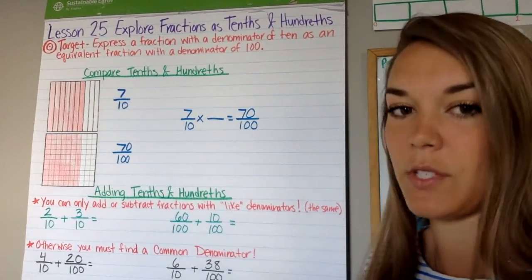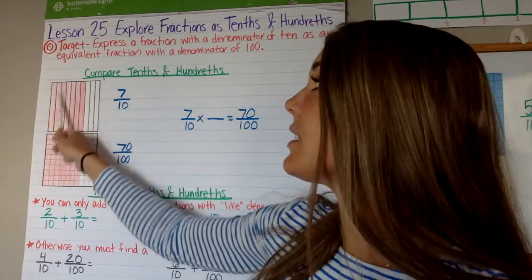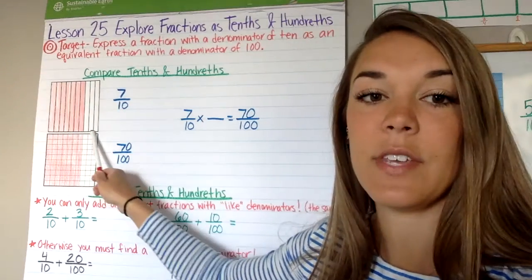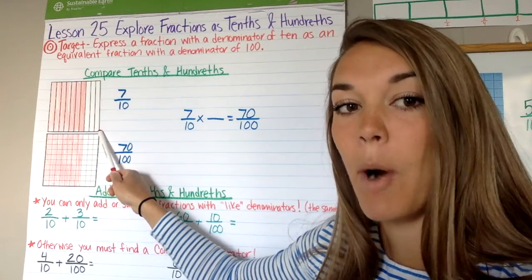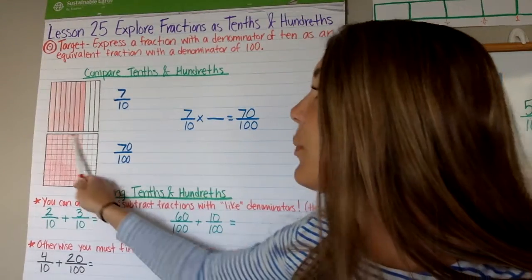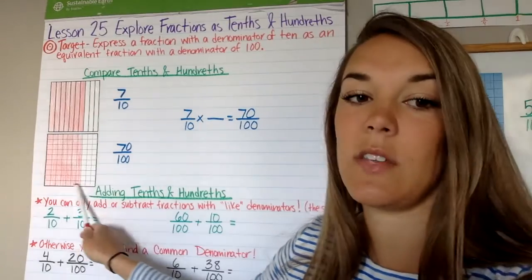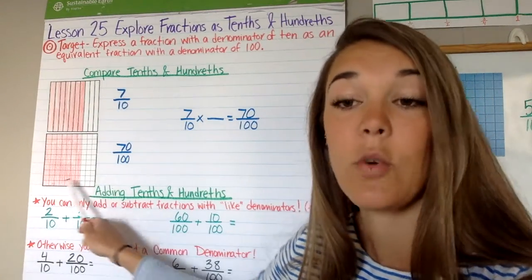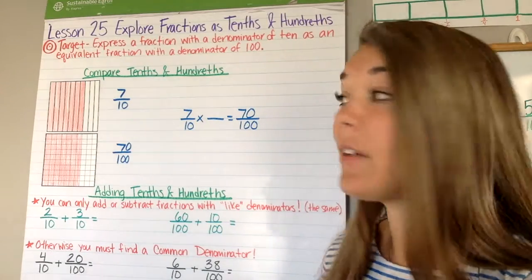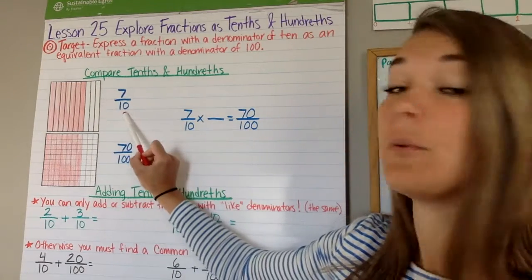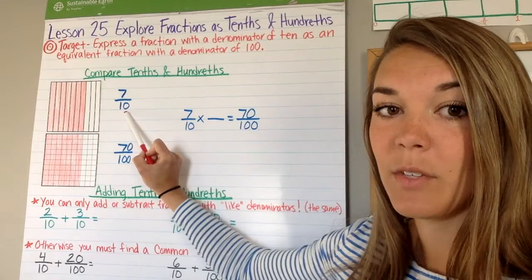I have two visuals here, okay? This is showing you tenths, right? This grid is broken into 10 bars, okay? This one is our classic 100 chart that we see very often. That's broken into 100 squares, right? So I'm telling you that this first one is showing you 7 tenths, okay?